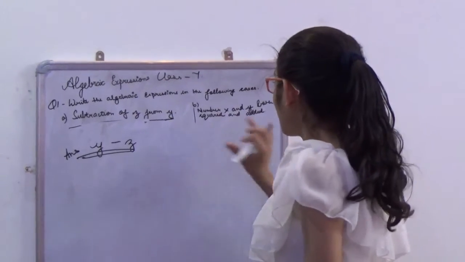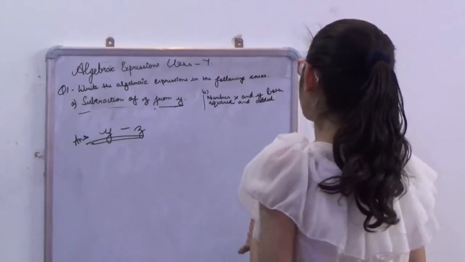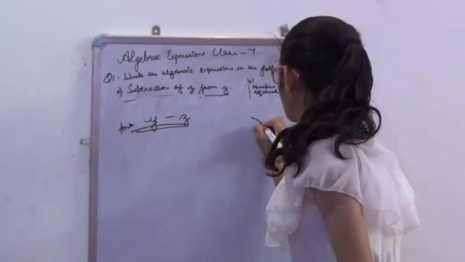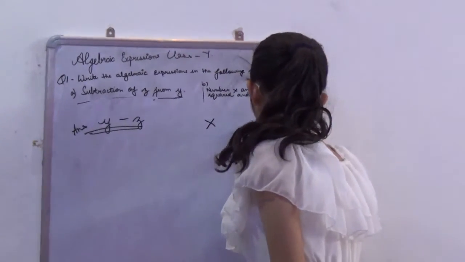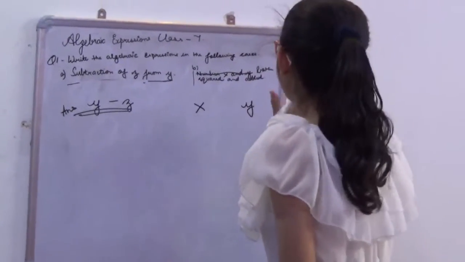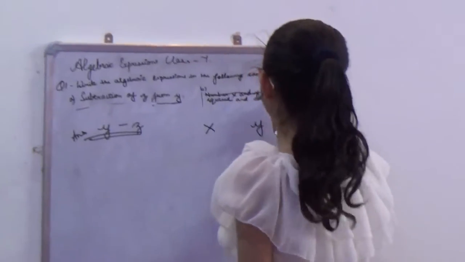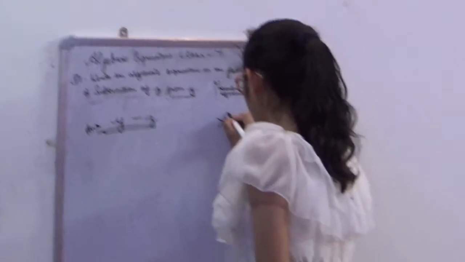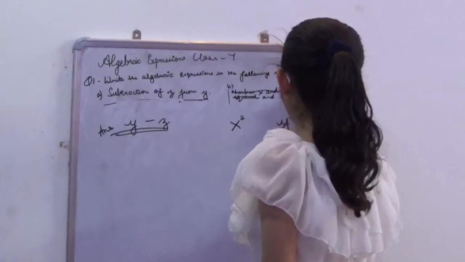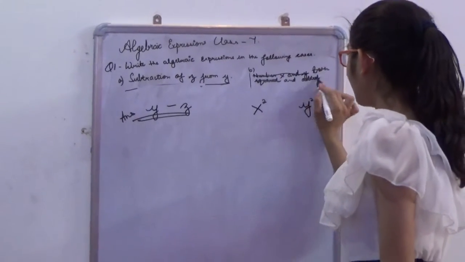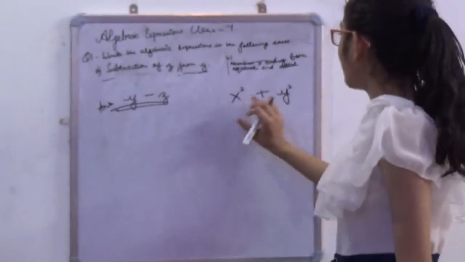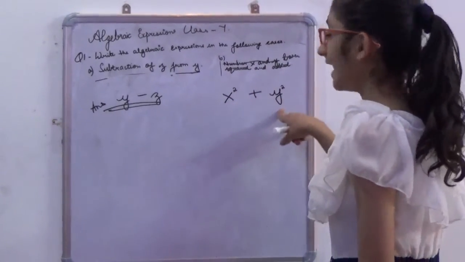Now next is, numbers x and y both squared and added. So let's write numbers x and y. We have written numbers x and y. Now both squared and added. So let's make them squared, adding the power 2 to both. Now we have squared them, and now we have to add, so we'll add an addition sign. So numbers x and y both squared and added.